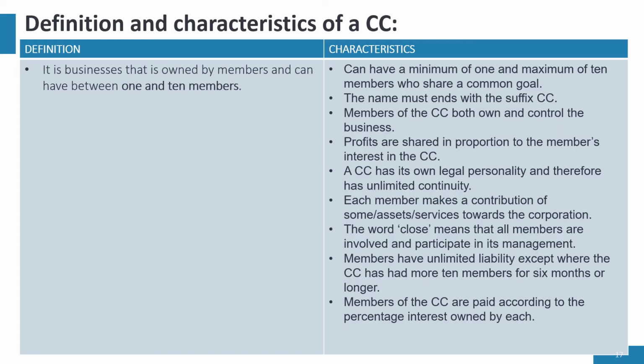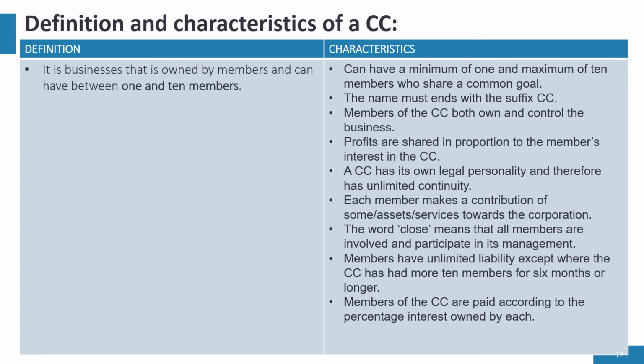So what is the definition and the characteristics of a closed corporation? It is a business that is owned by members. Very important, that word, members. And it can have between 1 to 10 members. The characteristics: a minimum of 1 and a maximum of 10 members who share a common goal. The name must end with CC. Members of the CC both own and control the business. Profits are shared in proportion to the members' interest in the CC.